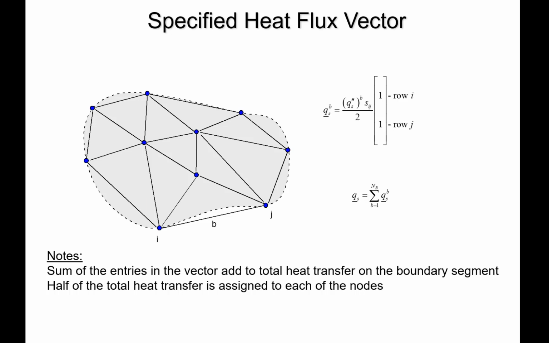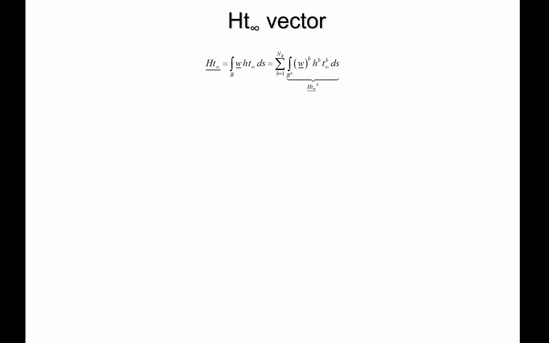And the other thing to recognize is that, again, you're summing these boundary segment vectors up, right? So I'll be constructing this global specified heat flux vector in 7 steps in this case, 1 for each boundary segment, and I'll just be adding these together. And so I'm not filling in rows, right? So I have to make sure I don't overwrite existing entries as I'm building the specified heat flux vector. All right, so we have 2 more to do.